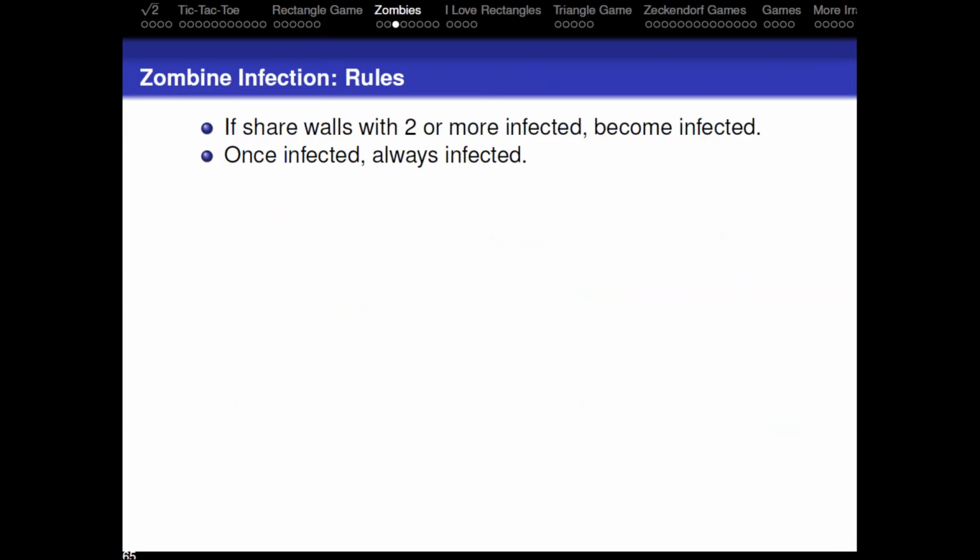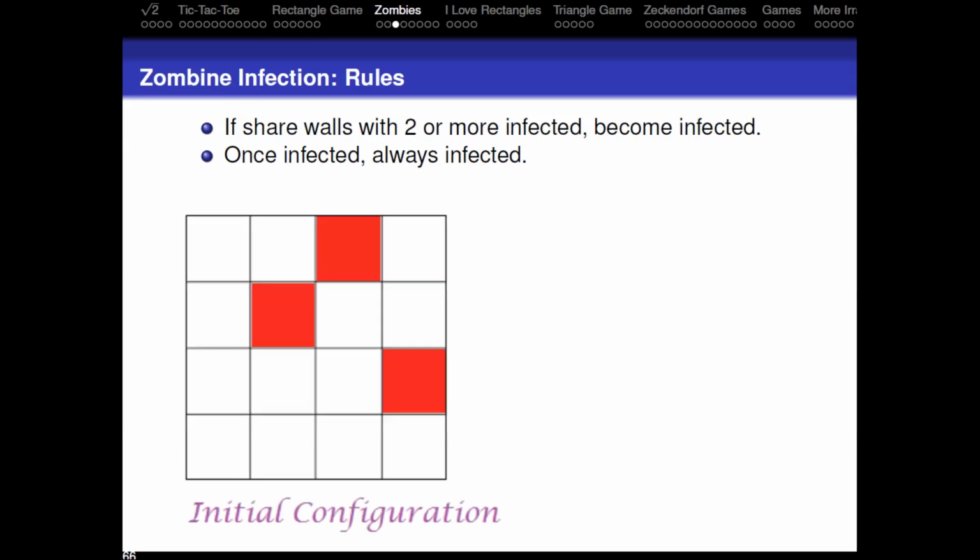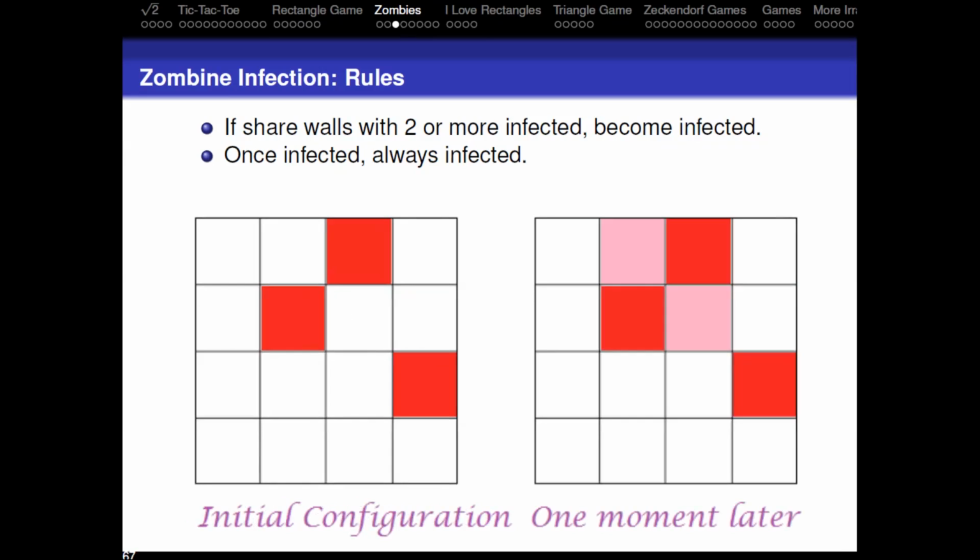So here's how it works. If you share walls with neighbors, and if 2 or more of your neighbors are infected, you become infected, and once you're infected, you're always infected. So here is an initial configuration. And if you look at this, 2 squares, this one here and this one here, both share 2 walls with neighbors that are infected, so they become infected.